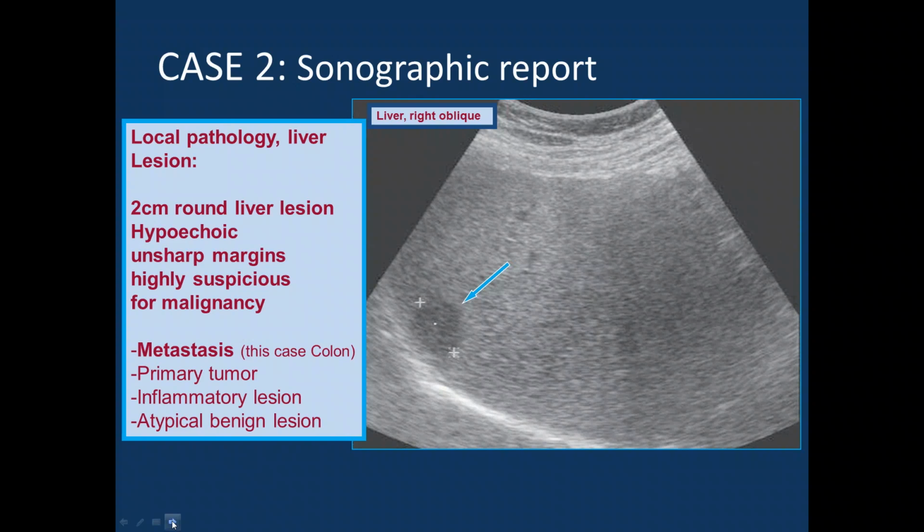But as we heard from the colleagues, true differential diagnosis indicates a lot of different diseases. Sonography is very often the first line for detecting a lesion, and then the workup with CT and MRI is crucial, especially for difficult hemangiomas, as well as for lesions like this. Primary tumor, inflammatory lesion, or an atypical benign lesion.